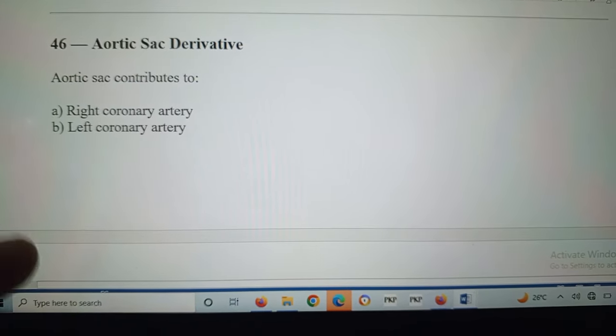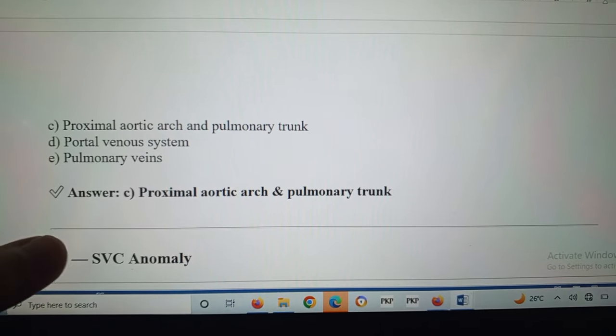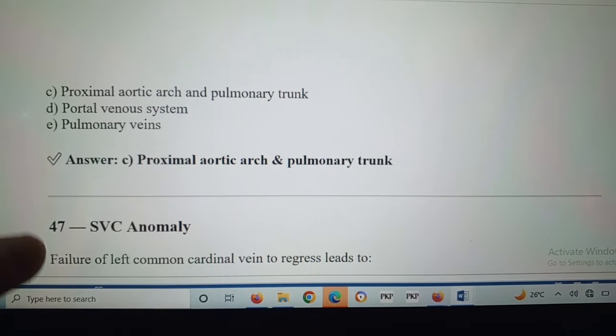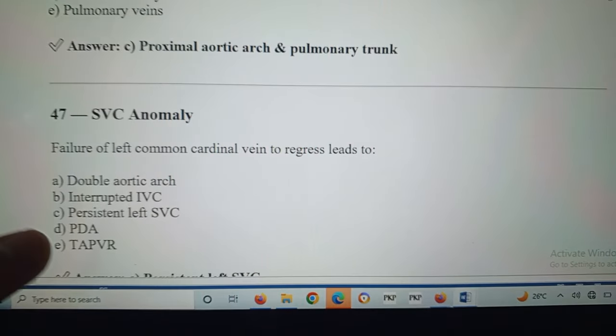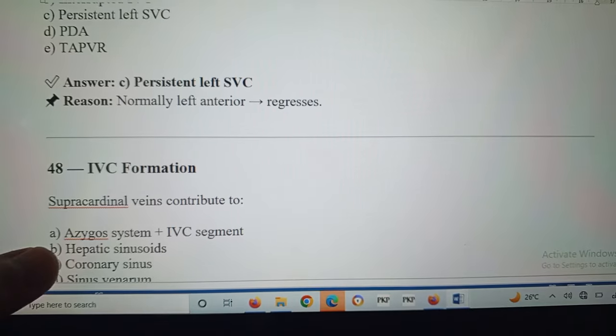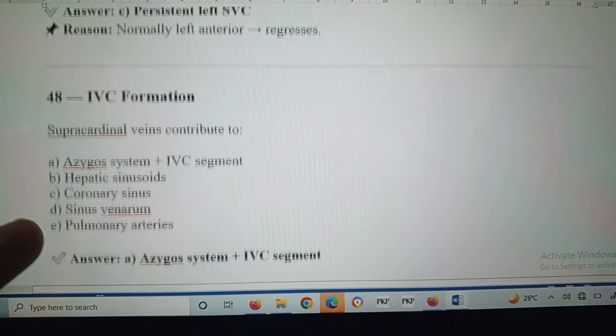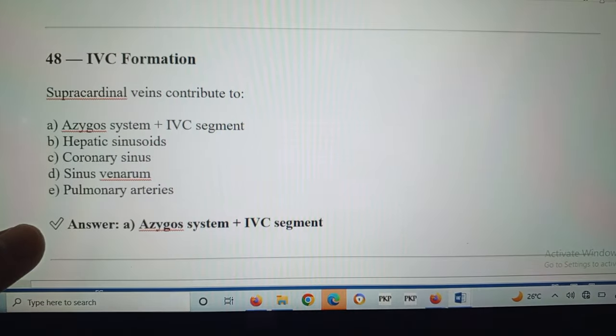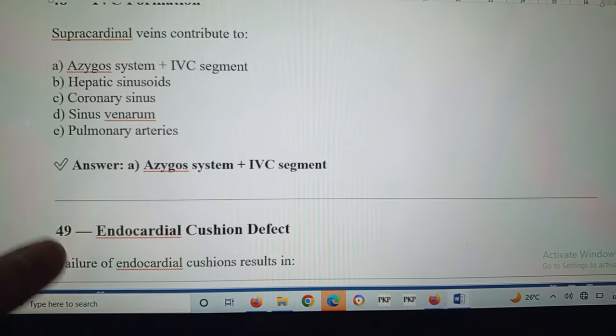Aortic sac contributes to which structure? It contributes to the proximal aortic arch and pulmonary trunk. Failure of left common cardinal vein to regress leads to persistent left superior vena cava, normally left anterior cardinal vein regresses. Supracardinal veins contribute to azygos system and inferior vena cava segment.